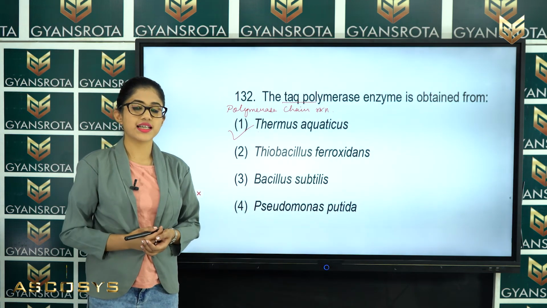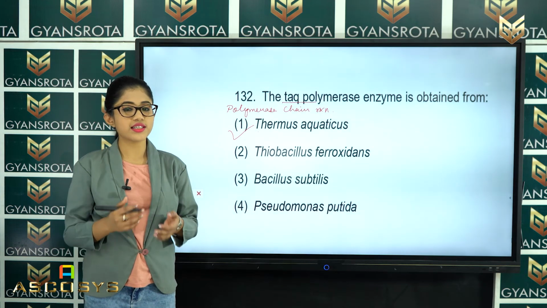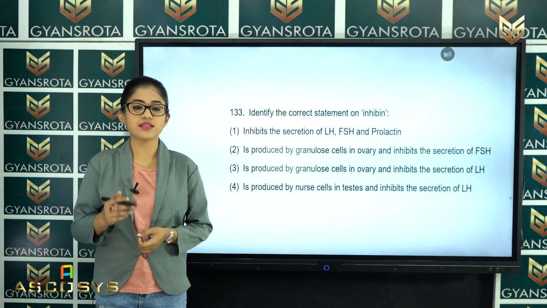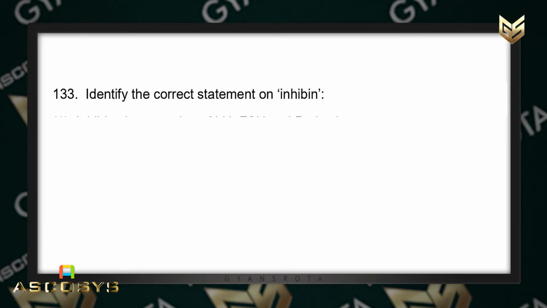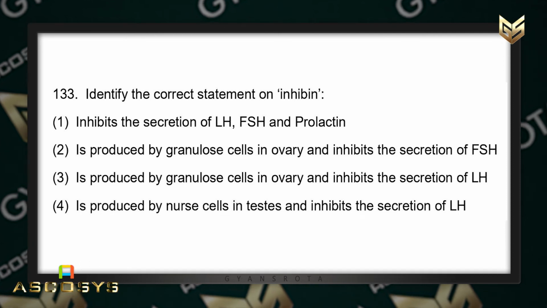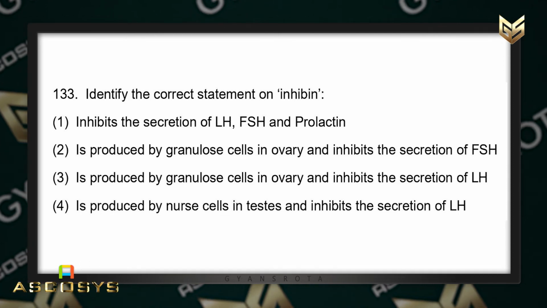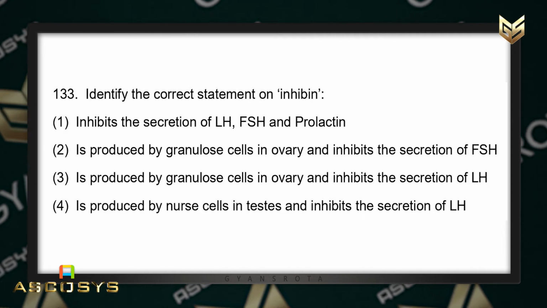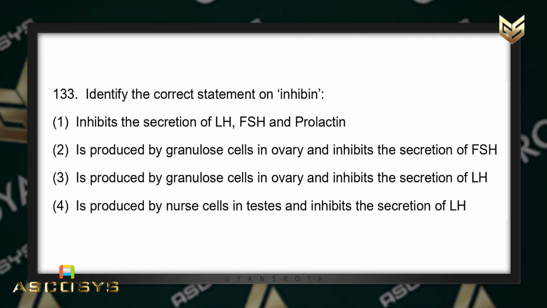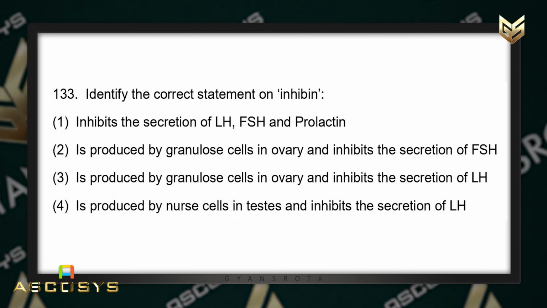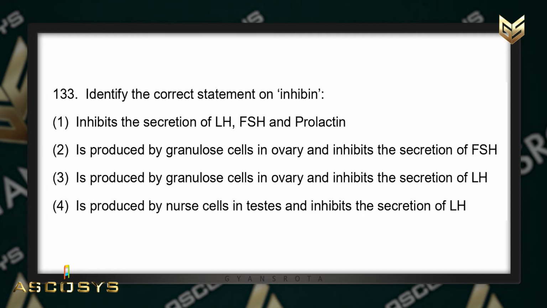So, this is the correct answer. Now, let us move on to the next question, and the next question is question number 133. Identify the correct statement on inhibin. There are 4 statements given and you have to choose the correct statement among them. So, the first statement is it inhibits the secretion of luteinizing hormone and follicle stimulating hormone and prolactin.